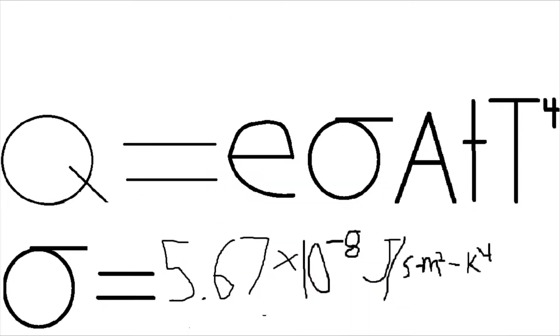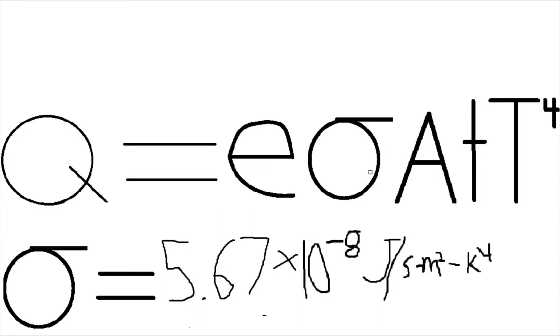The only equation you'll need is the following one. Q, or the amount of heat radiated, is equivalent to the emissivity of the object, which is somewhere between 0 and 1, times the Stefan-Boltzmann constant, which is written down below here. It's 5.67 times 10 to the power of minus 8 joules divided by seconds, divided by meter squared, divided by Kelvin to the 4th power.